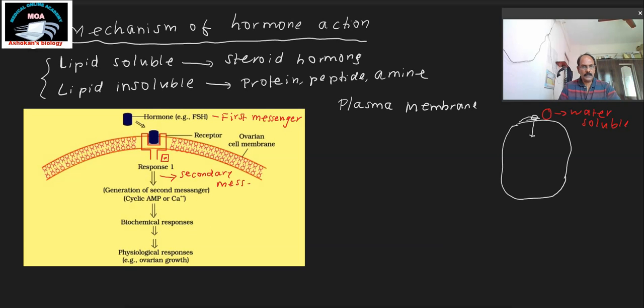These secondary messengers are of different types. One of the secondary messengers is cyclic AMP. Cyclic AMP means cAMP, cyclic adenosine monophosphate. Another secondary messenger is calcium ions, Ca2+, and another one is IP3. This is another type of secondary messenger. IP3 means inositol triphosphate. IP means inositol, and since there are 3 phosphates, it is triphosphate.